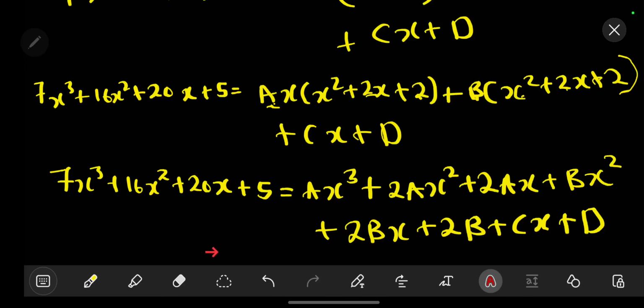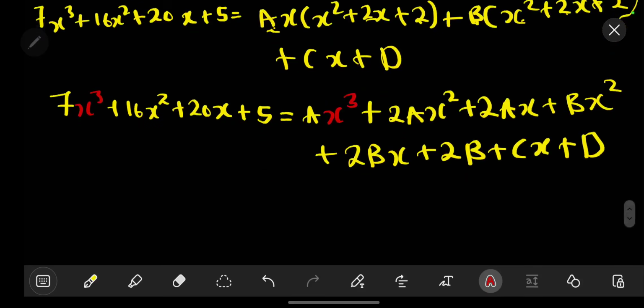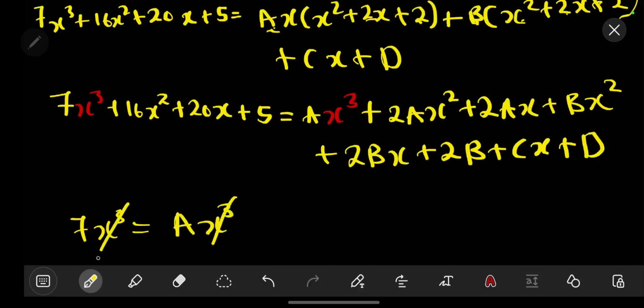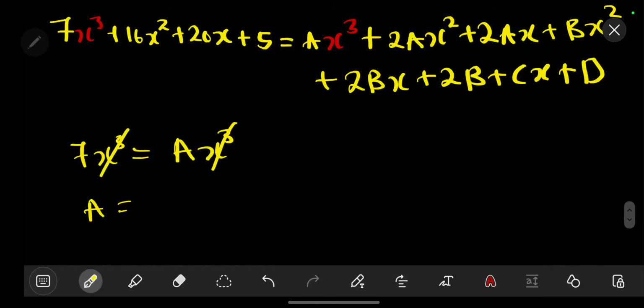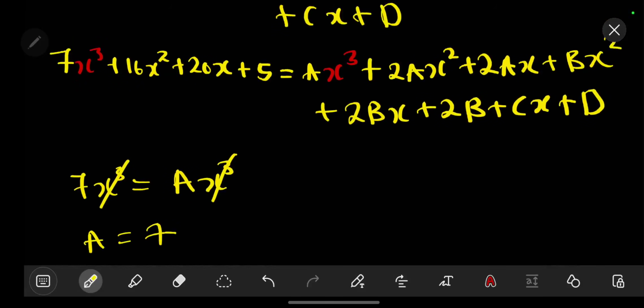So from here we are going to compare. So the power 3 shall be equal to the power 3. So that's the only term there. So we are going to say 7x to the power 3 should be equal to ax to the power 3. We cancel. We are going to remain with a is equal to 7 like that.